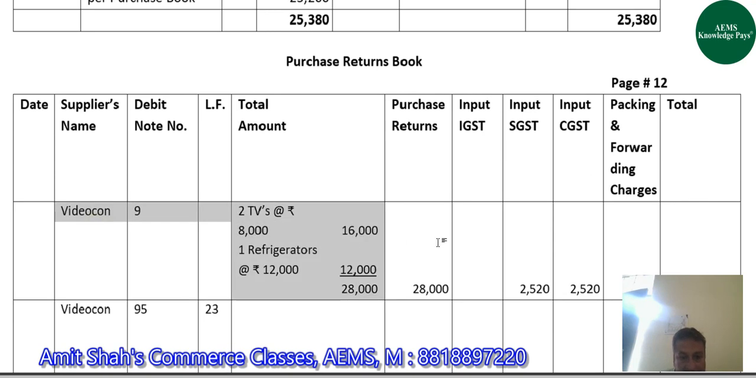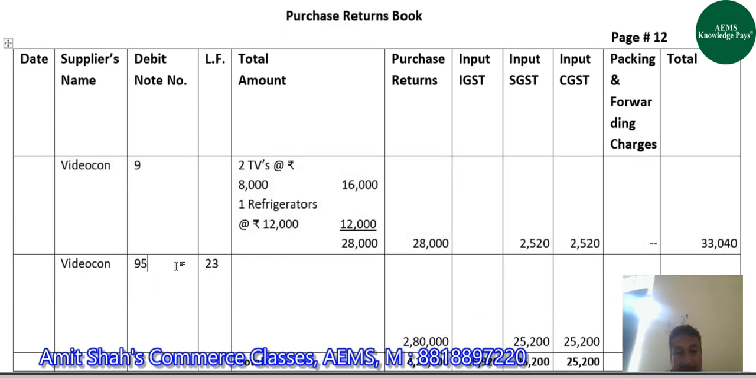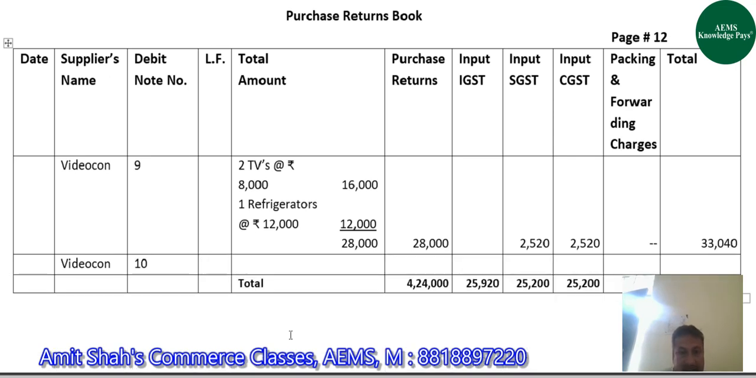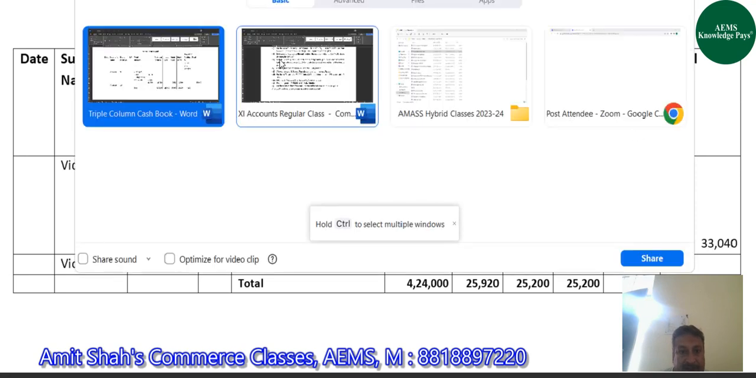So this is how, guys, we will journalize our purchase return in the purchase return book. Have you got this all? I'm asking, guys. Yes, sir.